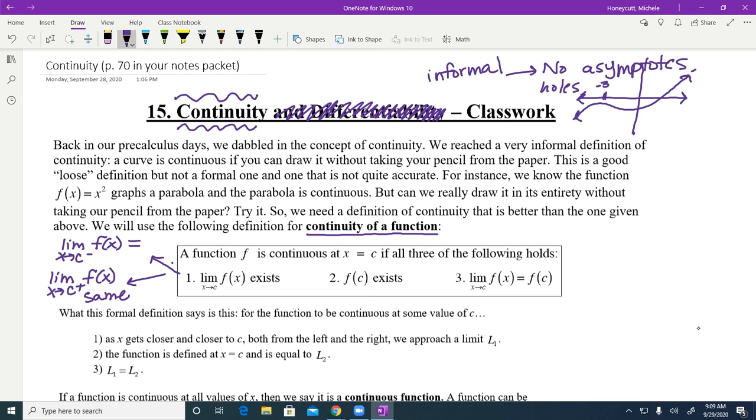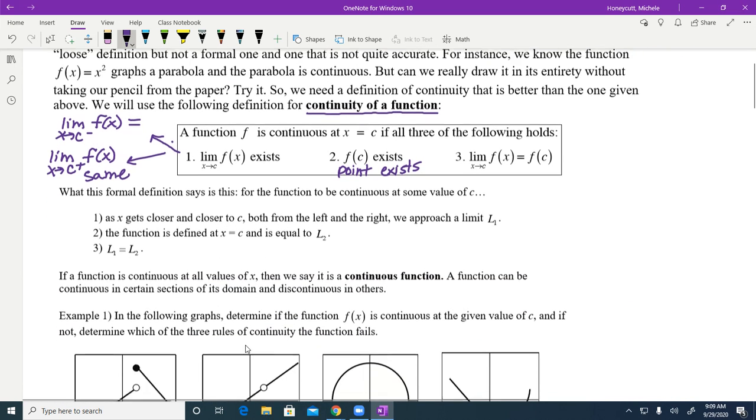Then part 2 is f of c exists. This means that there is a point. That point exists at c. And then part 3: is the limit equal to the point? In other words, is the number you get in number 1 the same as the number you get from number 2? If that's all true, then we'll say that the function is continuous at some value of c.